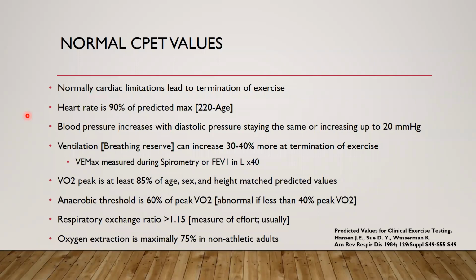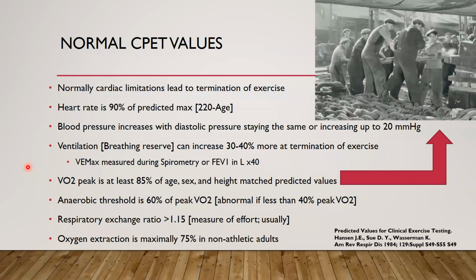Since cardiac limitation is what you're going to see in most people, they'll actually be able to increase their minute ventilation more if they were able to continue exercise. So they still have a third or more of their minute ventilation they could increase, right? And you might ask me, where do you get these values from? Well, they got it from this one study in 1984 with Hansen and Wasserman. They had shipyard workers, and it was pretty interesting. They took 77 dudes.